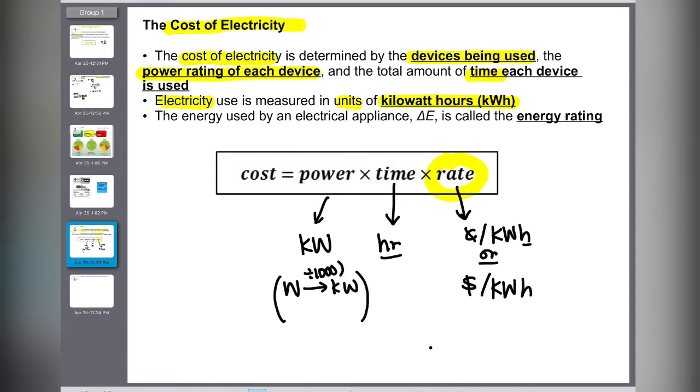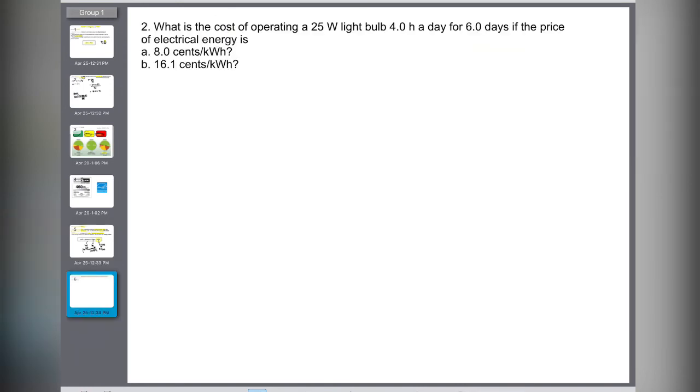Okay, I hope you know how to convert your hours. If they give you something in minutes and they want you to express it in hours, you would divide it by 60. If they give you something in seconds and they're asking how many hours, you're going to have to divide it by 60 and then divide it by 60 again to turn it into hours.